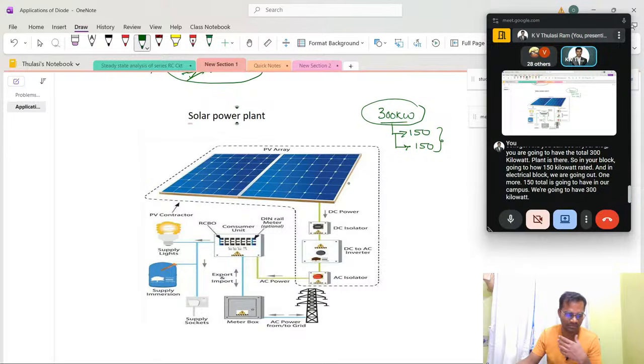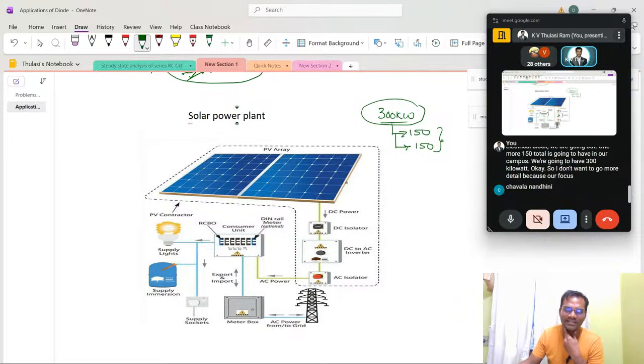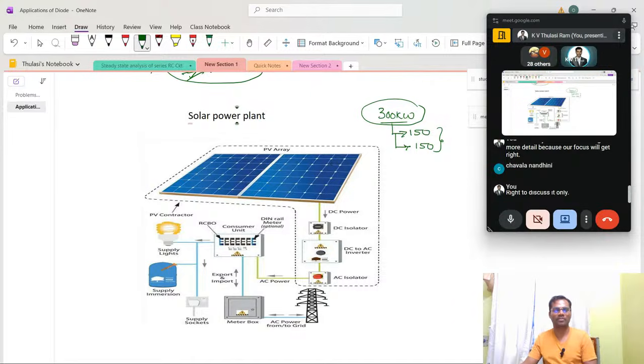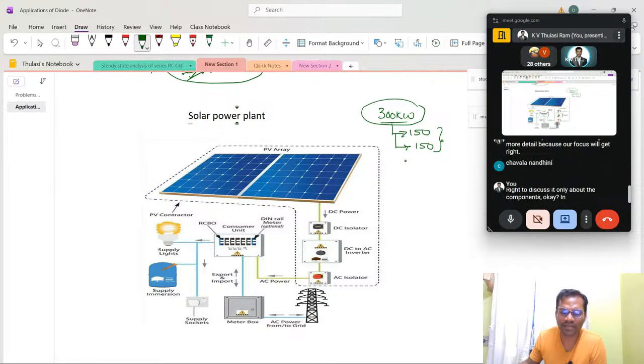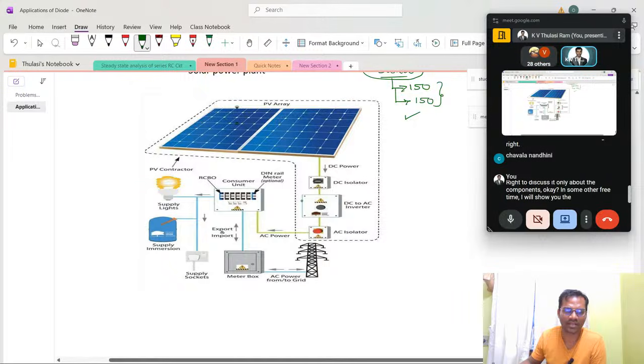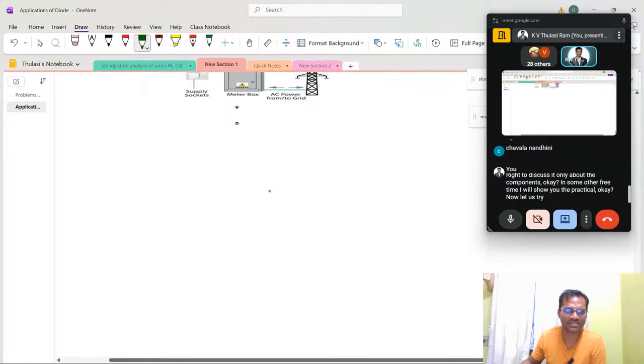I don't want to go into more detail because our focus will get distracted. We'll try to discuss only the components. In some other free time, I will show you the practical. Now let us discuss one by one.